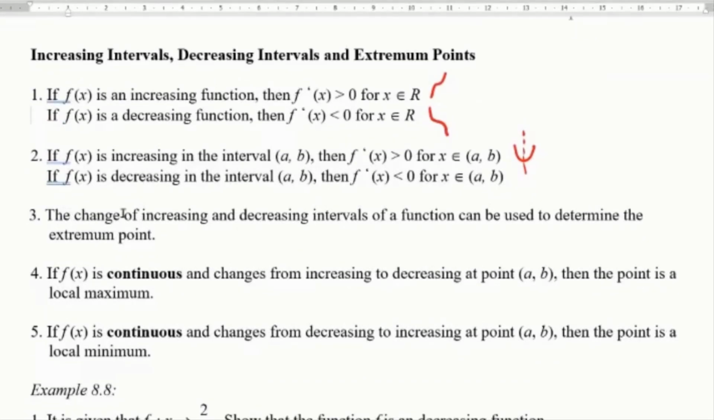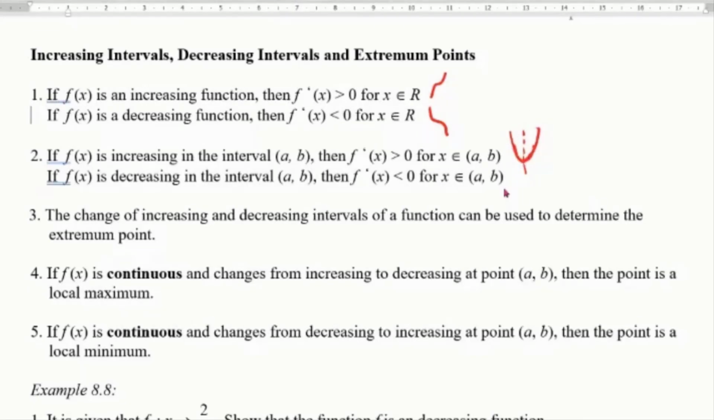Then number 3, the change of increasing and decreasing intervals of a function can be used to determine the extremum point. Extremum point means maximum point or minimum point. For example, this one: when we move from the left-hand side, initially it is decreasing, then after that it changes to increasing. So this point of changing is the extremum point. In this case, it is a minimum.